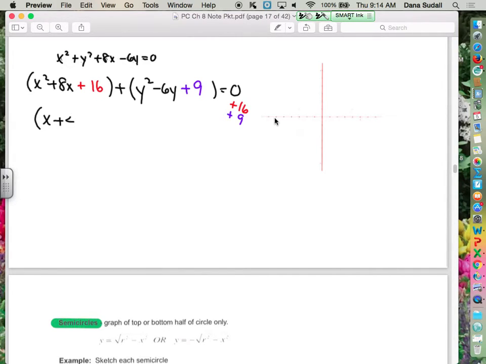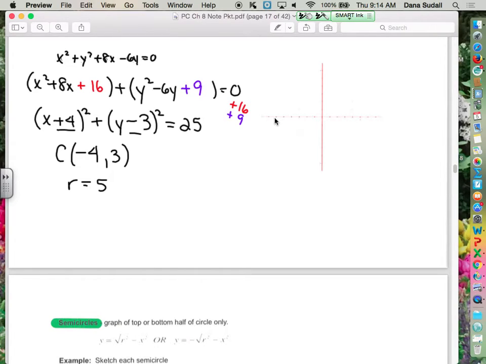So x plus 4, quantity squared, y symbol from the middle term, so minus 3 quantity squared equals 25. The center's opposite of the values that you see in here. So negative 4, positive 3, and the radius is 5. And again, you can go through and graph this thing here. If you don't have enough space on your graph there, just add lines on there. Radius of 5.